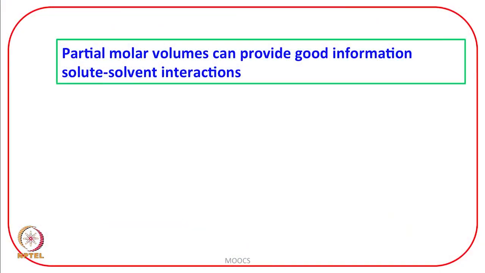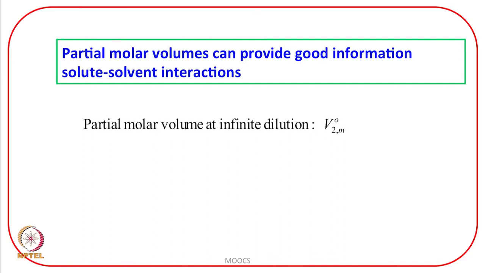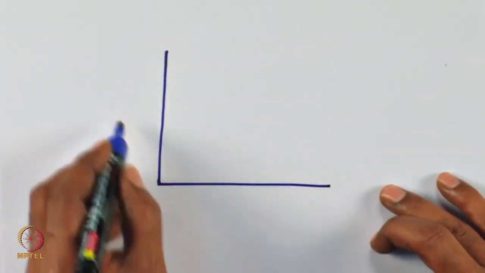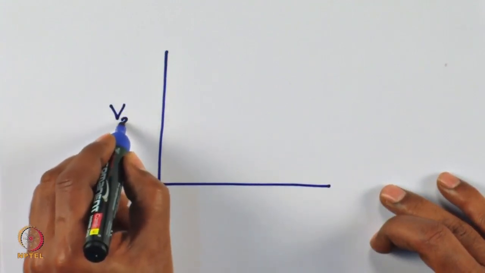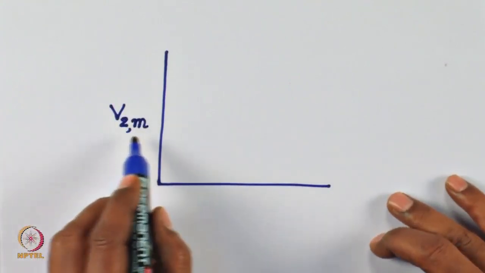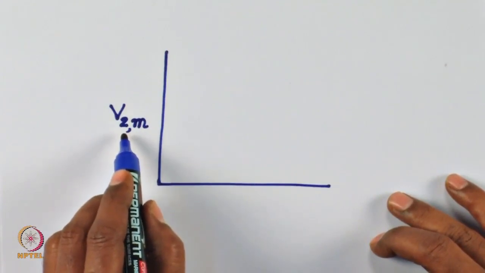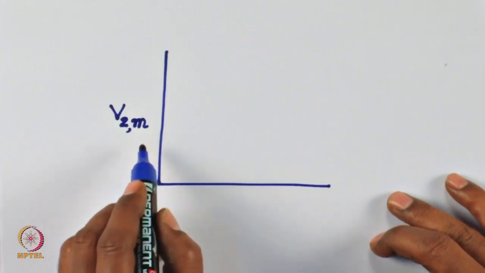As I just pointed out, partial molar volumes can provide good information about solute-solvent interactions. The literature and many books write partial molar volume at infinite dilution as V2m naught. Now, what is this concept of infinite dilution properties? Suppose I measure the partial molar volume; as I said, in literature you will see partial molar volume being written as V2m, where 2 is generally written for the solute and m denotes the molar quantity.